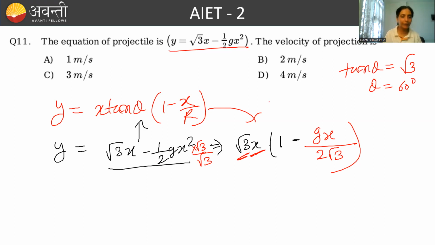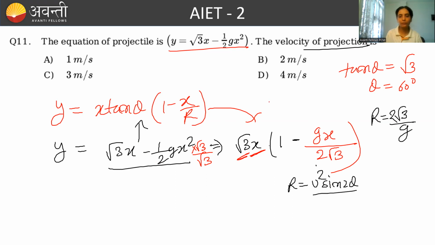What will be the value of range? So range here is root 3 2 by g. Done. So range value is 2 root 3 by g. We have to calculate velocity of projection. So range का formula क्या होता है? If you remember, range का formula is equal to u square sin 2 theta by g. And this is equal to how much? 2 root 3 by g. So g will get cancelled.